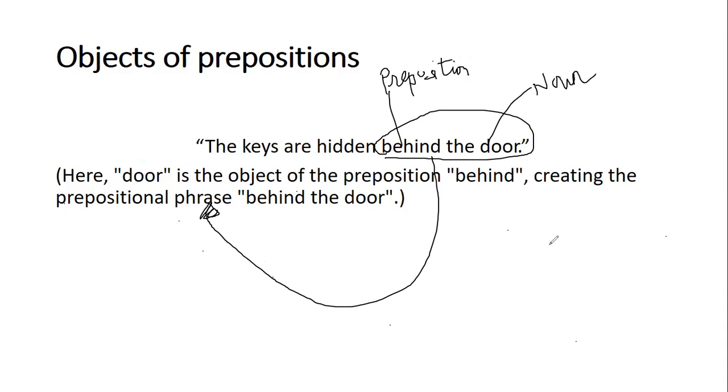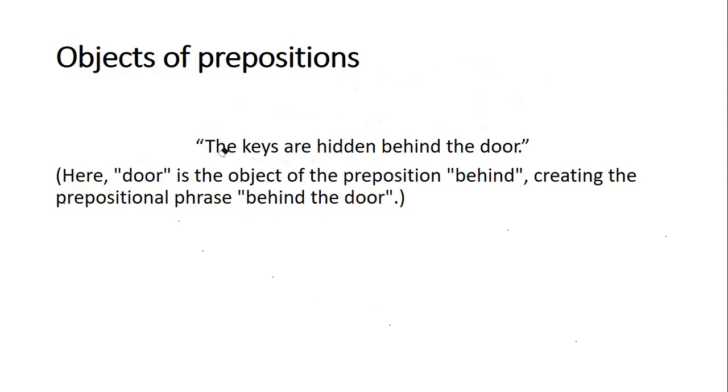The keys are hidden. What is the subject? Keys. The keys are hidden. Are hidden. What is the action that the keys are performing? They are hidden. So are hidden is our verb. Behind the door. The preposition is behind. It's not above the door, under the door, or below the door. It is behind the door. So the preposition is behind and the door is the noun. So behind the door is our prepositional phrase. Hope you have understood objects of preposition with so many examples.